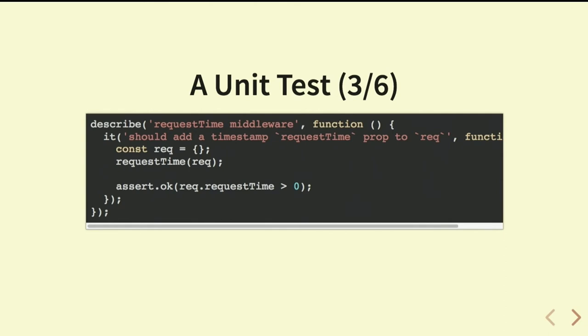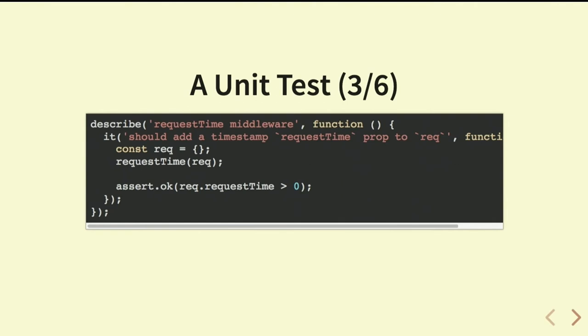So here is my first try at the unit test. My unit test is going to call request time. It's going to pass an empty object. And why is it going to pass an empty object? Well, when you're writing unit tests, you have to think of that unit as a completely standalone piece of code. It shouldn't be coupled to anything else, really. The middleware as we wrote it doesn't know anything about Express. All it knows is it gets three parameters and it adds a property to some object. So the object that it adds a property to might as well just be an empty object.